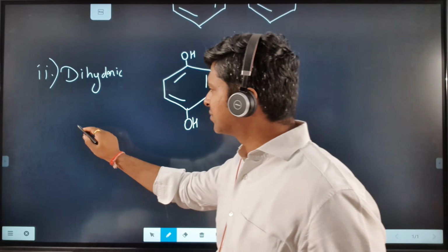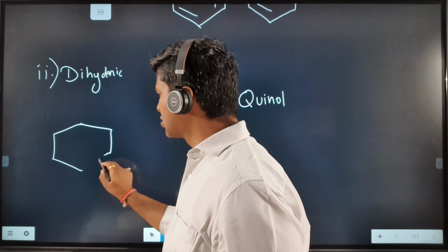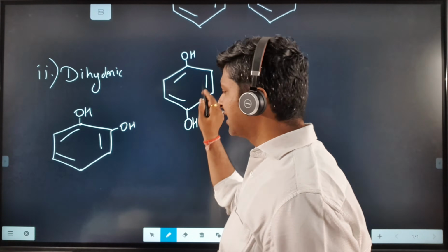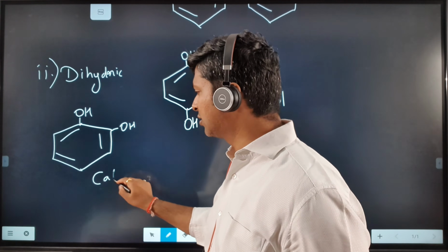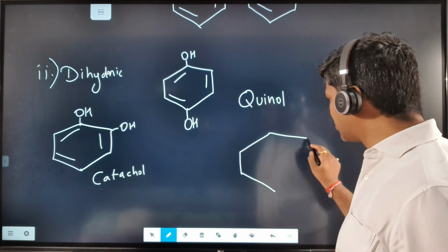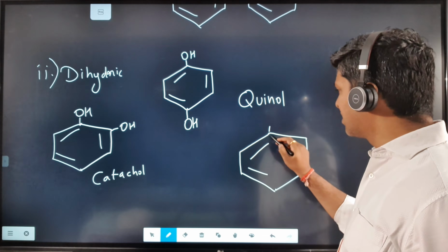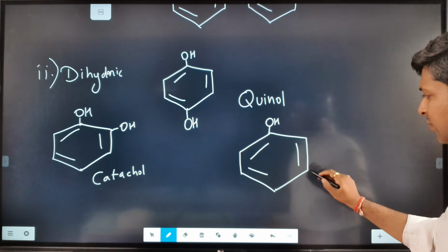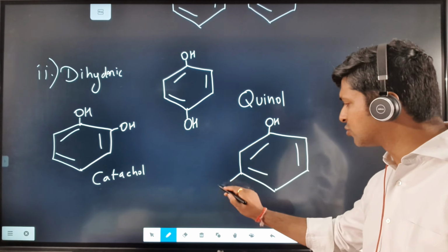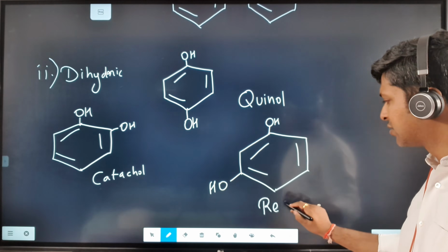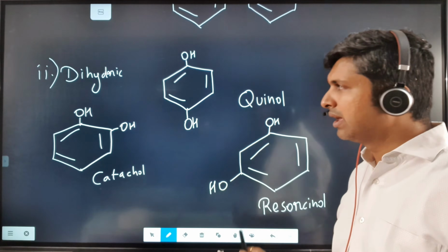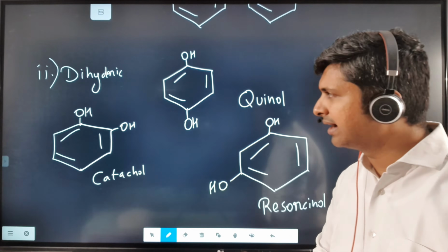Then some more examples of dihydric phenol will be resorcinol and catechol. If you have OH groups on the opposite side like this, it's quinol. If OH groups are adjacent, it's catechol. And if you have OH groups on alternate positions, that means one OH over here, you leave one carbon, and attach the second OH over here. You can also attach the second OH over here, no problem. So this will become resorcinol. Quinol, catechol, resorcinol. These are the three dihydric phenols.